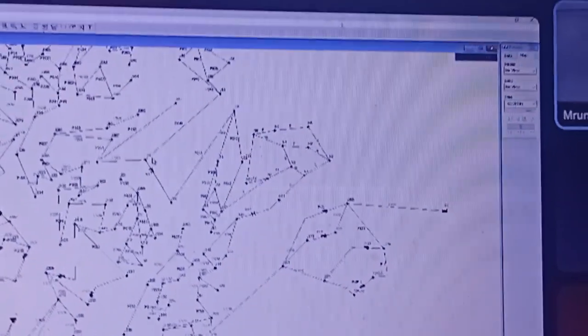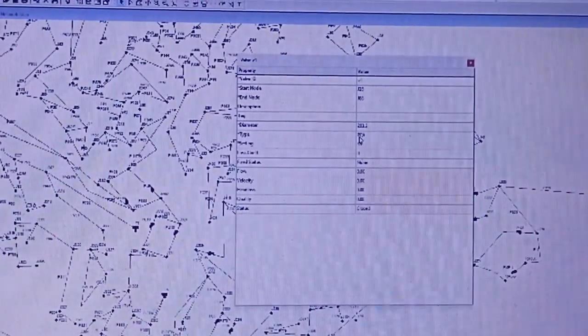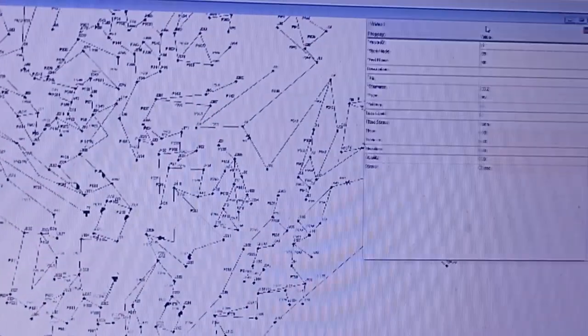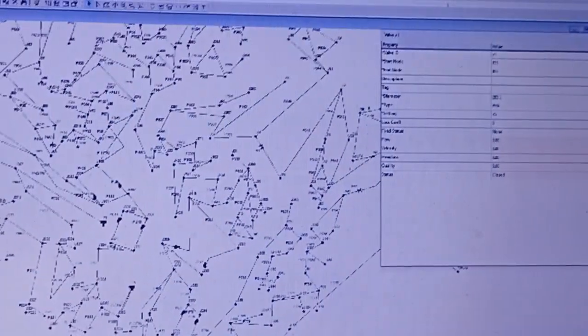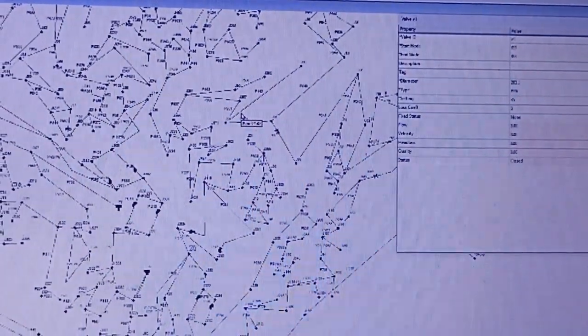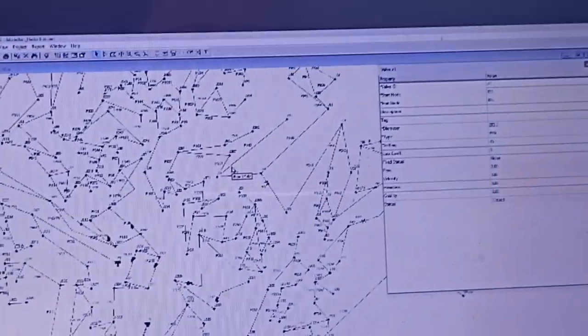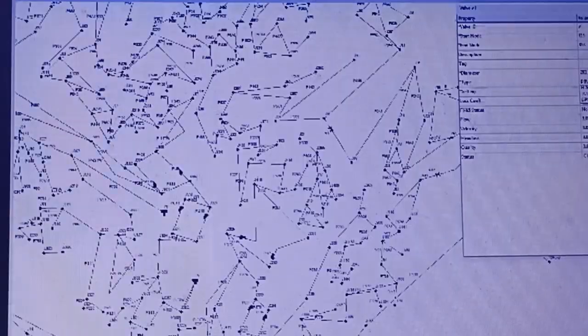Here you can see a valve present. Which valve is it? A pressure reducing valve. Why have I attached a pressure reducing valve? Because in this area pressure is very high, which you have already seen. If pressure is high, there will be chances of burst. So we need to install a pressure reducing valve.